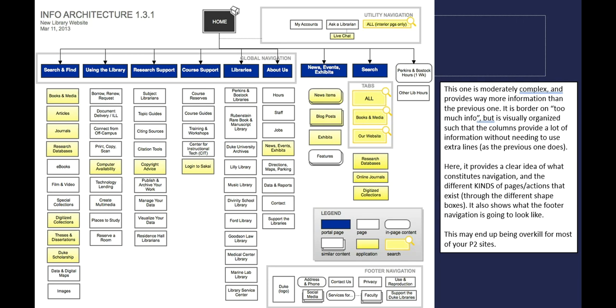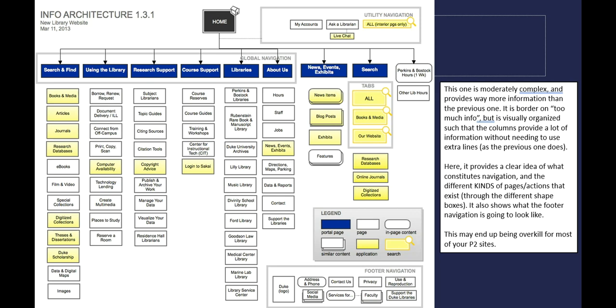So, again, at the top we have a home page, and then from there we have search and find, using the library, research support, course support, libraries about us, and then off separately, news, events, exhibits, and then search. And then under that we have various other pages where we have things which are in yellow, things which are in white, and may in some cases be layered.